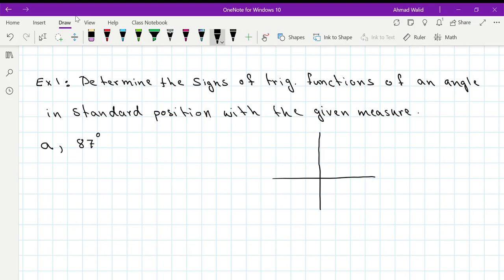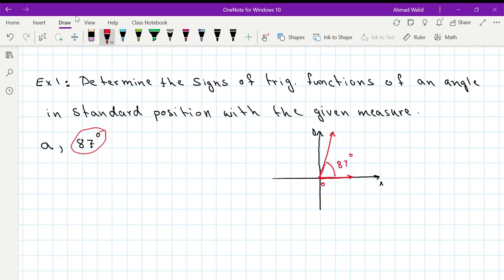Draw your rectangular coordinate system. This is X, this is Y. Try to draw this angle 87. Of course, the initial side is on the x-axis, on the positive side. The vertex is 0, 0, correct? Now, your terminal side, because it's 87 degrees, should be less than 90, correct? It goes really close, like here. It's like this, a straight line. This is 87 degrees.